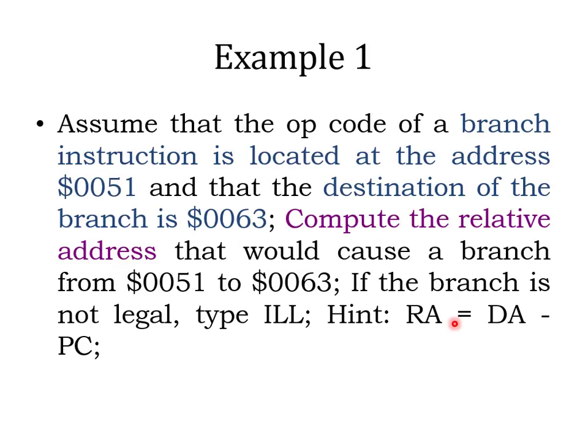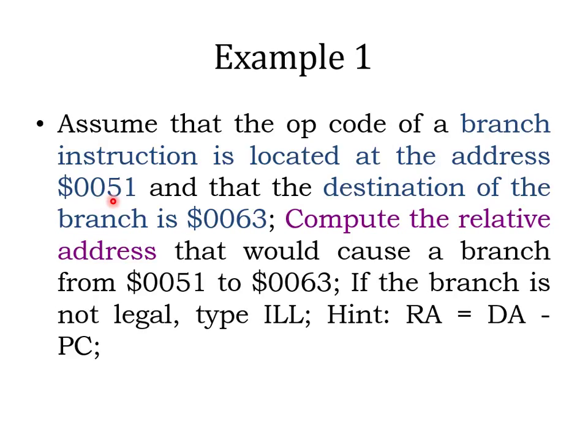Okay, now let's look at a problem. Again, from the problem, I have to find out what is given. As I said, I'll be given two out of three. Now let's see which two I know. Assume that the opcode of a branch instruction is located at the address 0051. Now what is this address? Is this the branch location? Because this is the line where the branch instruction is located, that is your source address.